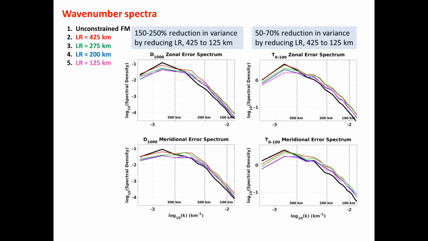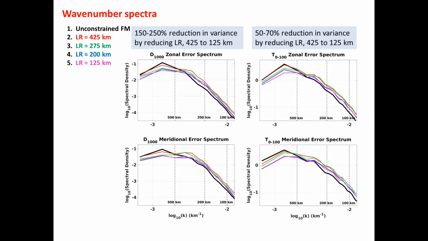Now let's try to understand the impact of localization radius. Here, the black curve again is the unconstrained forecast model, and this is for the 2-degree separation case. We have spectra on the left of the dynamic height relative to 1,000 meters, and on the right, the temperature averaged over 0 to 100 meters. What you see is that the red curve is for the largest localization radius, and the error reduction is almost nil. But as you go to smaller localization radius, you do get greater error reduction.